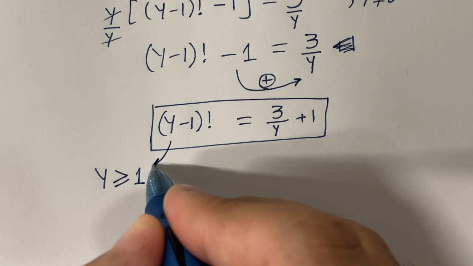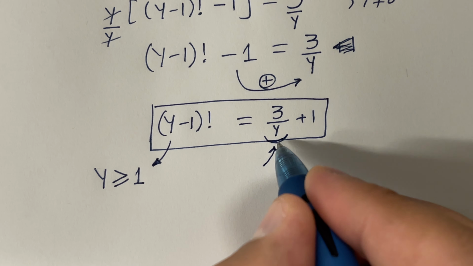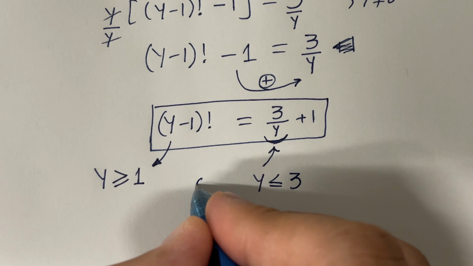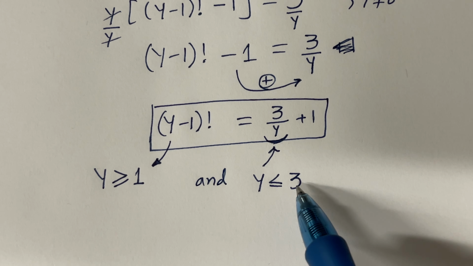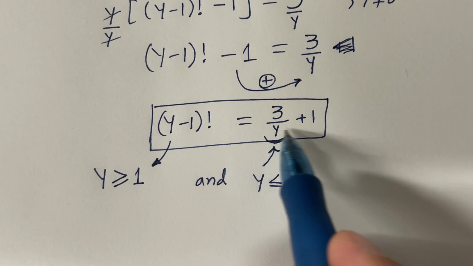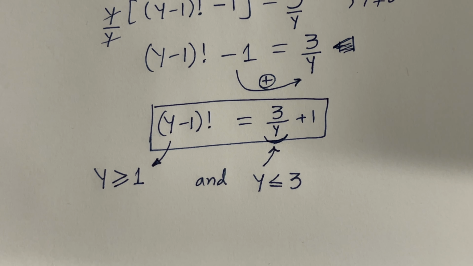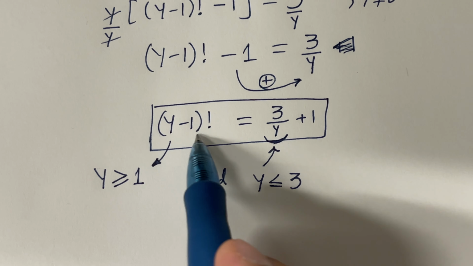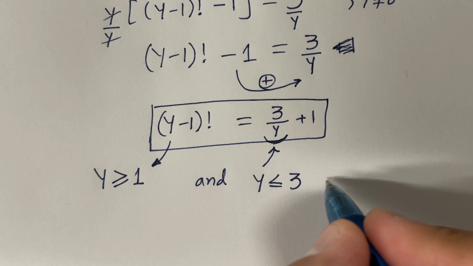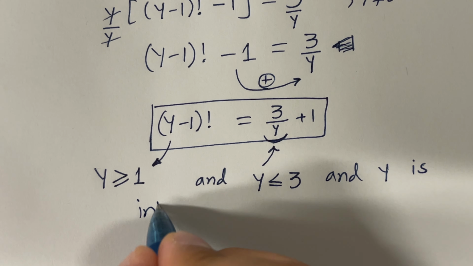From this side I can make this observation, and from right here, I can make this observation: that y is less than or equal to 3. Why? Because if y is greater than 3, then 3 over y is less than 1, and you will have a decimal here, and the factorial always gives us a natural number, a positive integer, so it cannot be a decimal. So y is an integer, a positive integer in fact.